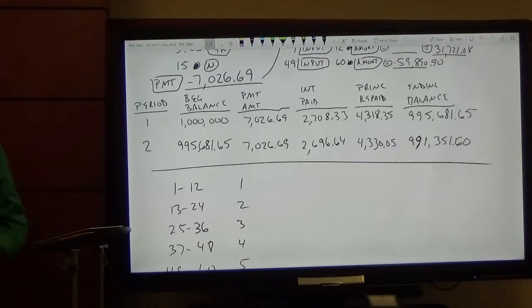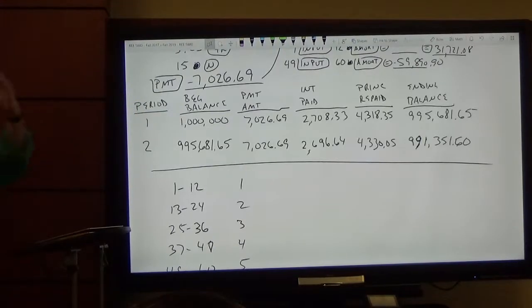1 through 72. What, I'm sorry? 1 through 72. No. The life of the loan is how many years? 15. 180. So in other words, 15 years times 12 is 180 total payments, correct? So the life of the loan would be 180 payments.